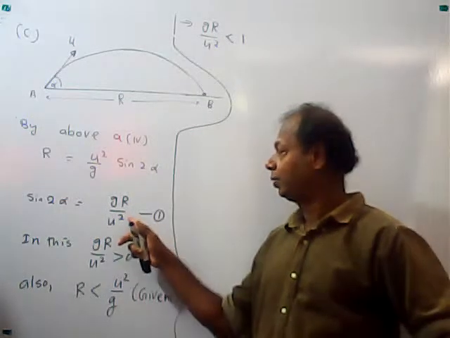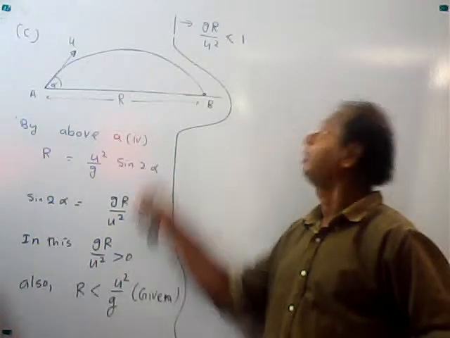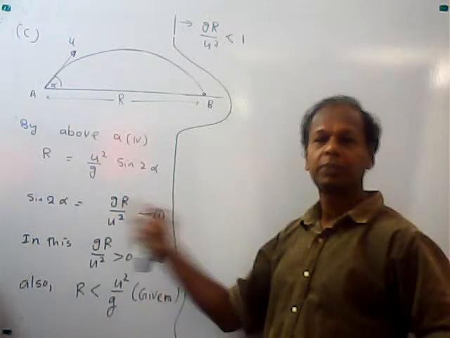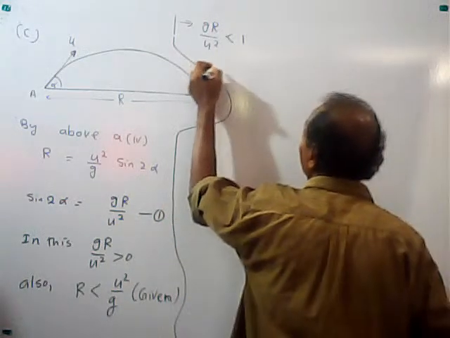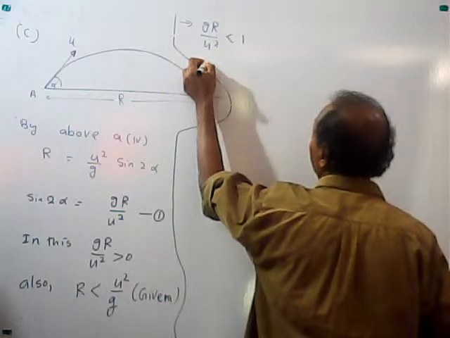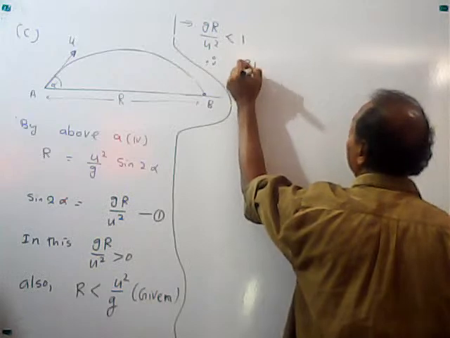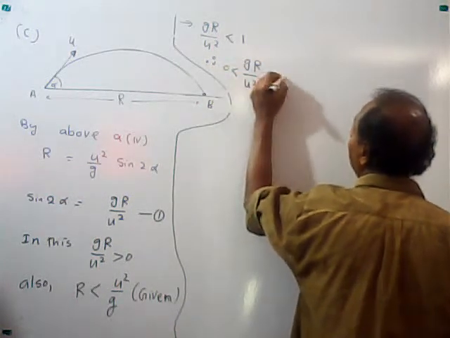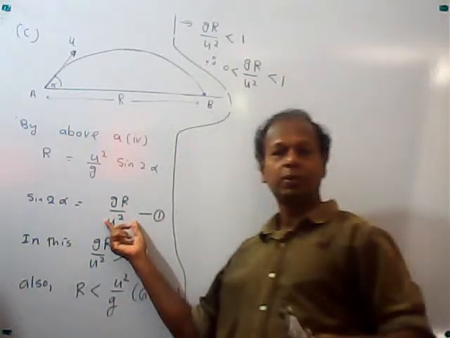So now we have this part. We first said it is positive. Now we are saying it is less than 1. So finally, this whole thing is between 0 and 1. Therefore, altogether gr over u square is between 0 and 1, right? So this thing is between 0 and 1.